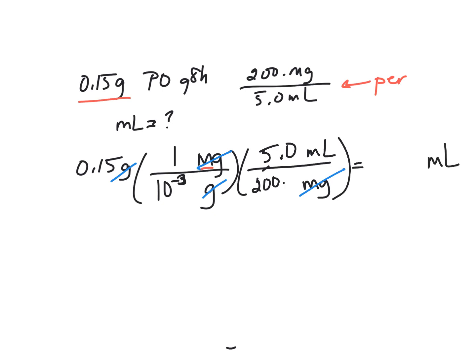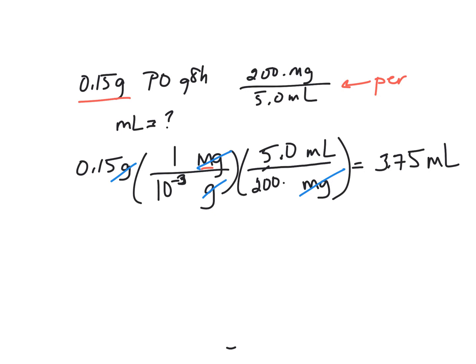Now I can go through and do the math. So I have my 0.15 times 5, and I'm going to divide that by the 1 e to the minus 3. I find the answer to that, and then I divide by 200. So I get 3.75 milliliters. And when I look at this, it seems reasonable because 5 milliliters is 200 milligrams. If we did just the math on the grams to milligrams, we'd find this is 150 milligrams, so I'm expecting a little bit less than 5 milliliters.